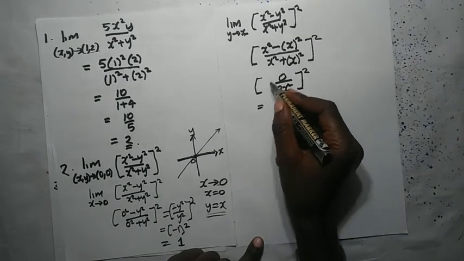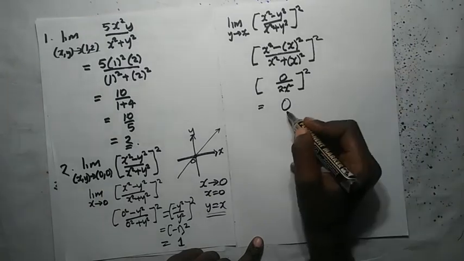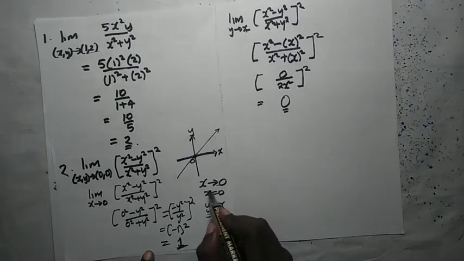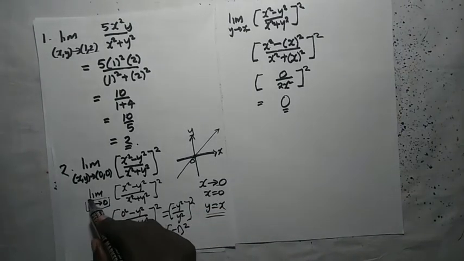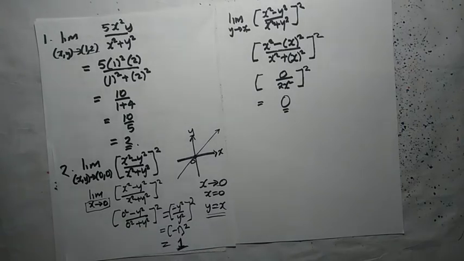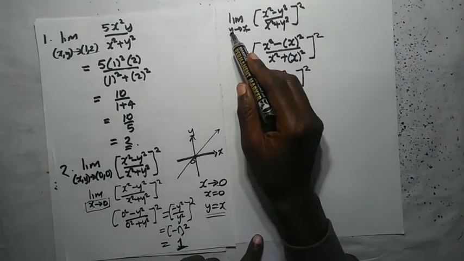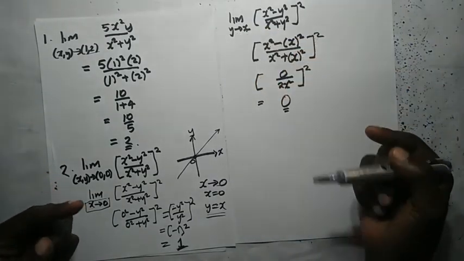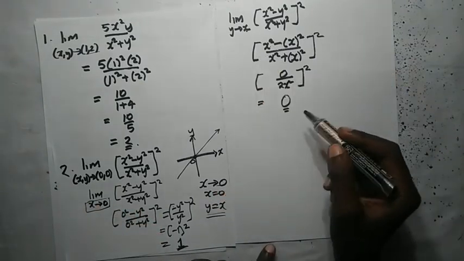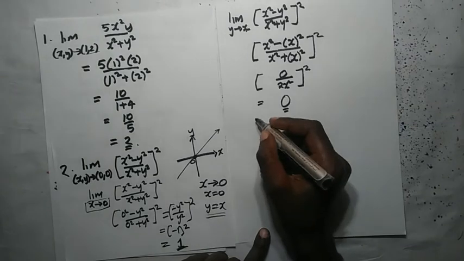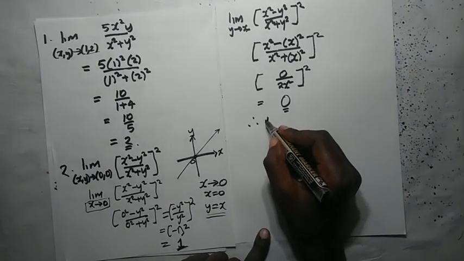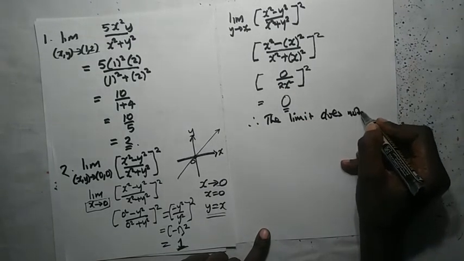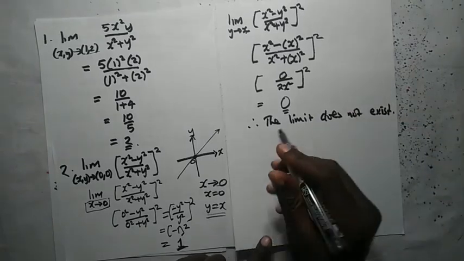And so the whole component in the brackets will be 0. When we square it, it will also be 0. So we see that we found two different limits here. We found one as x approaches 0 from this angle, and then from here, where y is approaching x, where the two variables are becoming equal, we find a different limit. Therefore we can conclude that the limit does not exist. So the limit at that point does not exist.